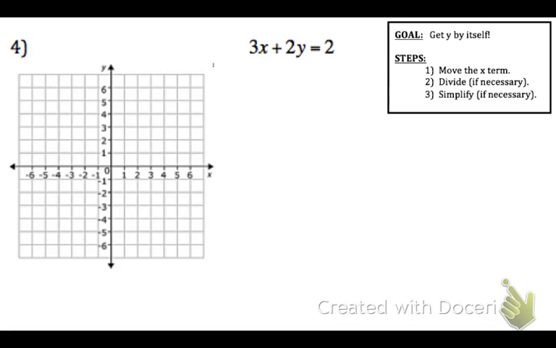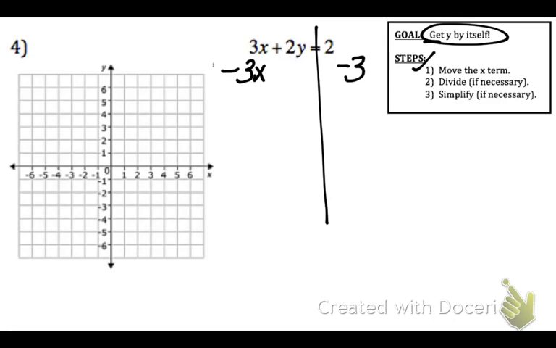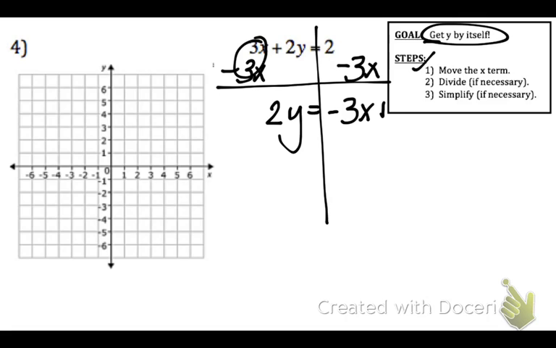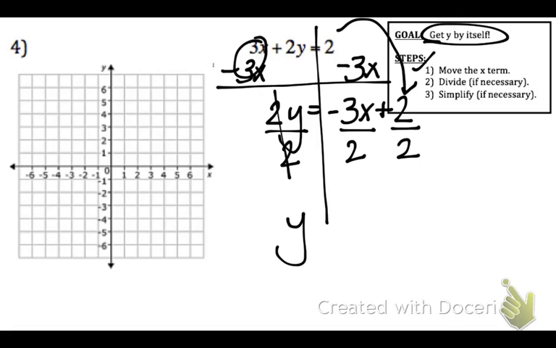Here we have a standard form equation that we're going to graph, but first we're going to get y by itself. Step 1, move the x term. So I'm going to minus this 3x away. I get 2y on the left, and I get negative 3x plus 2 on the right. Okay, that plus 2 came around right here. Now I'm going to divide by 2 to get y by itself.